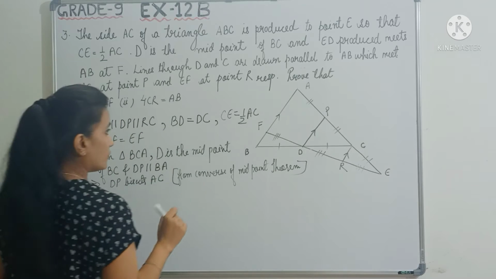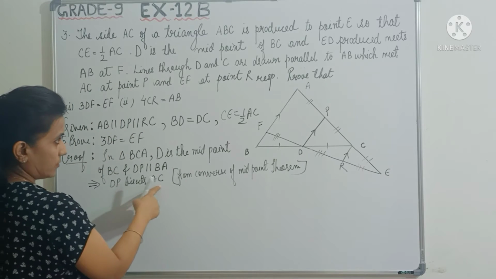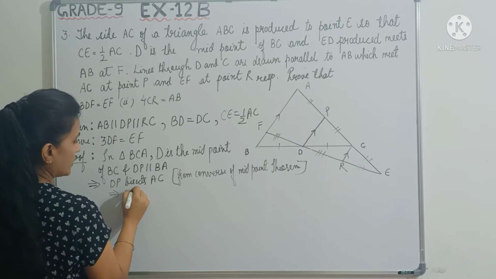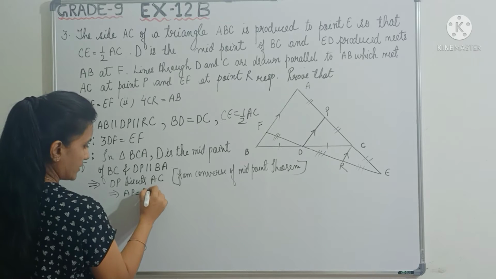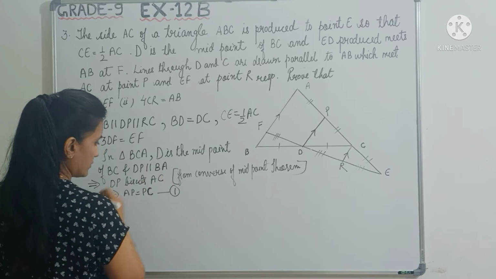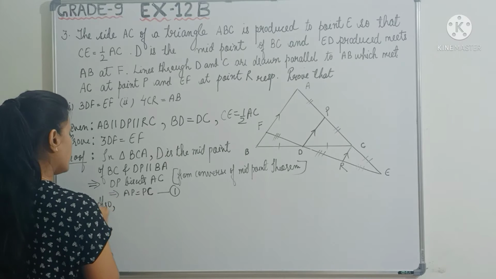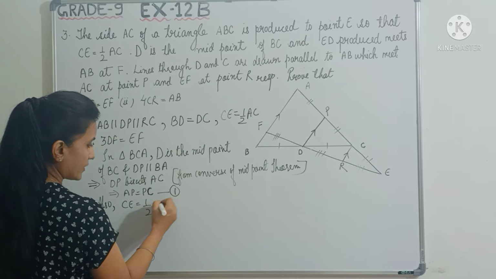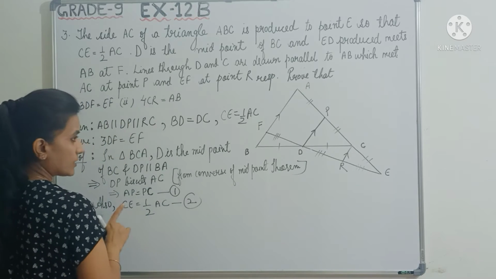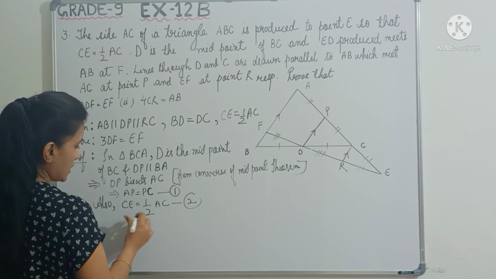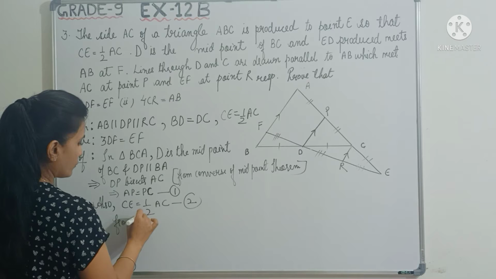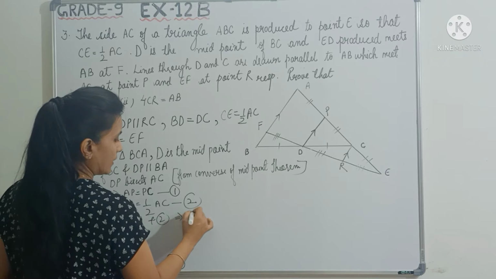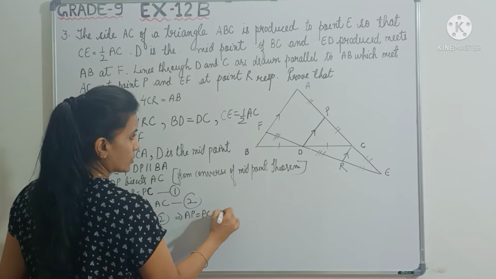Alright. Now DP bisects AC. It means what? This implies AP will be equal to PC, right? Let's name it 1. Also, what else do you know? You know that CE is equal to half of AC, right? Let's take it 2. So from 1 and 2, you can say AP is equal to PC is equal to CE, right?